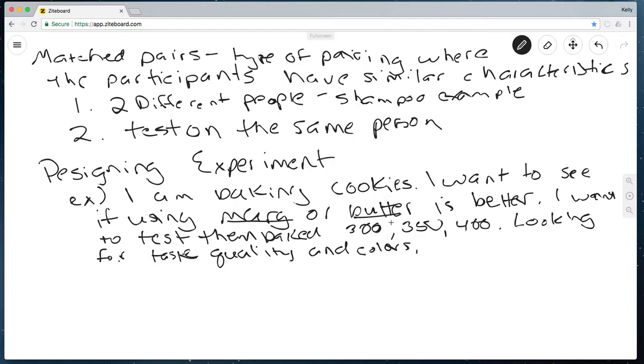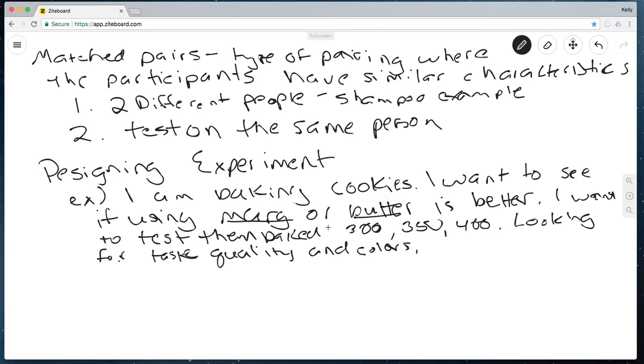Also, what I'm looking for, the response variable, is the taste, quality, and color. That's what I'm trying to see. The explanatory variables are types of butter or margarine and temperature cooked. So there can be 2 explanatory variables that we're testing.